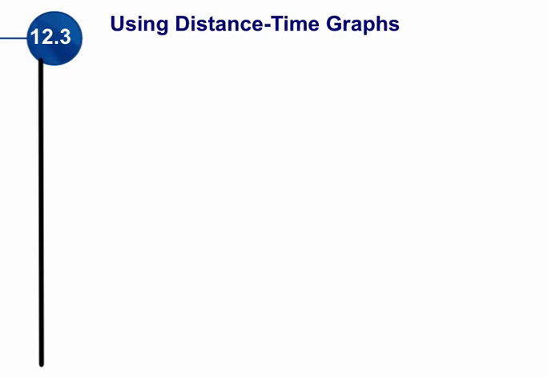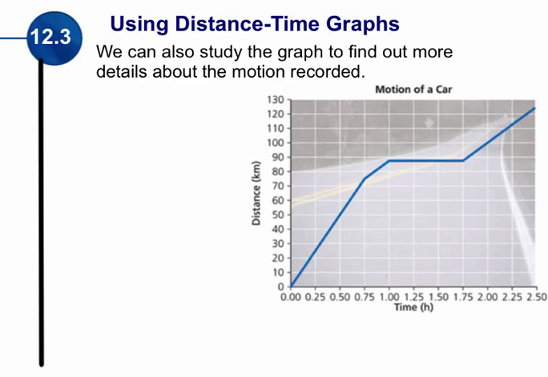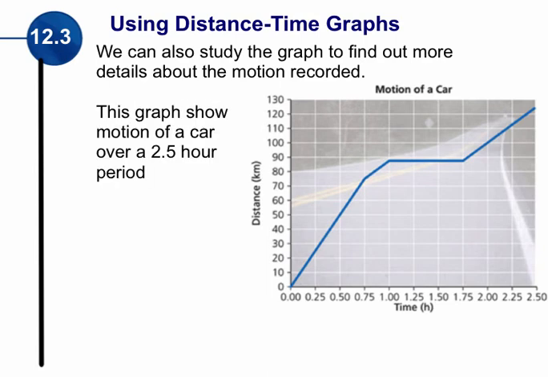Let's use these distance time graphs then to actually start studying the motion. And when we have a graph, we can find more details about the motion just by analyzing the graph. And we're going to look at this graph of a car moving. Notice the distance and time. Distance is on the y, time is on the x. And from this graph, we can find a lot out about this motion.